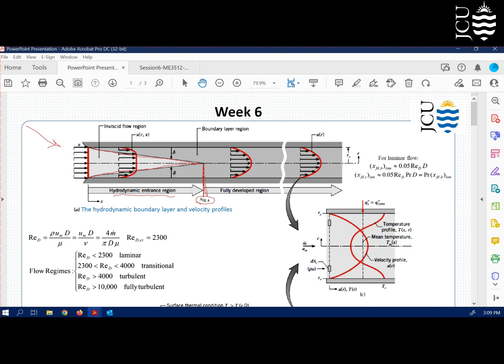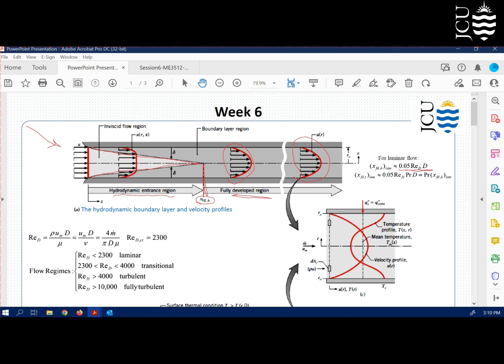And after that, we are going to have the fully developed region. If the flow is laminar, we can use this formula, which is 1/20 times the Reynolds number times the diameter of the pipe, or the hydraulic diameter of any geometry, to calculate the distance we have for the developing region. And as you can see, after reaching the developing region, the flow pattern for the velocity is going to be constant.